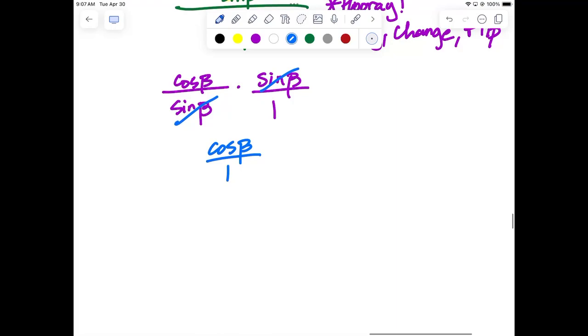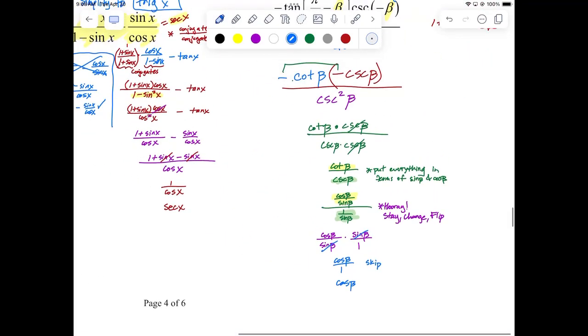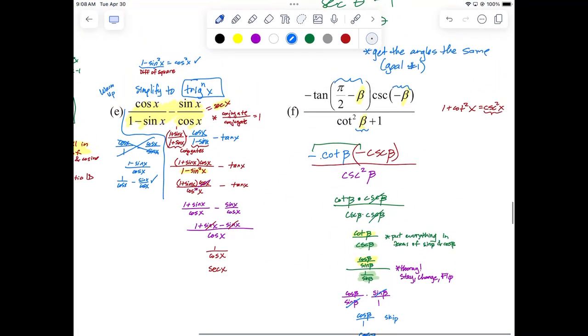What's anything divided by 1? Cosine. You could skip that step if you want. Cosine of beta over 1. You could skip this step. We're left with cosine of beta. Are we done? Yep. That whole thing up there is equal to cosine of beta. This whole thing is cosine of beta. That's a new identity. Do you want to memorize that identity? No. Nope.